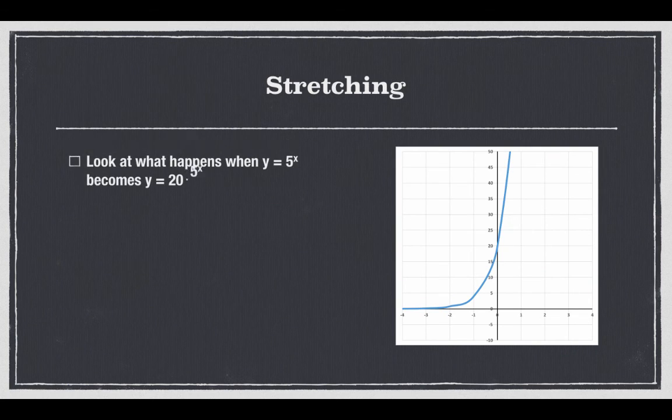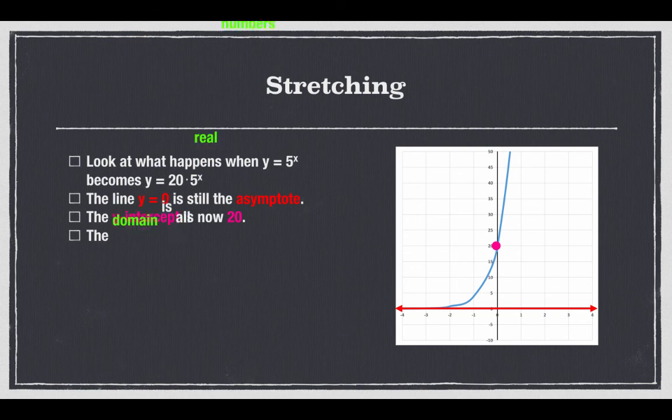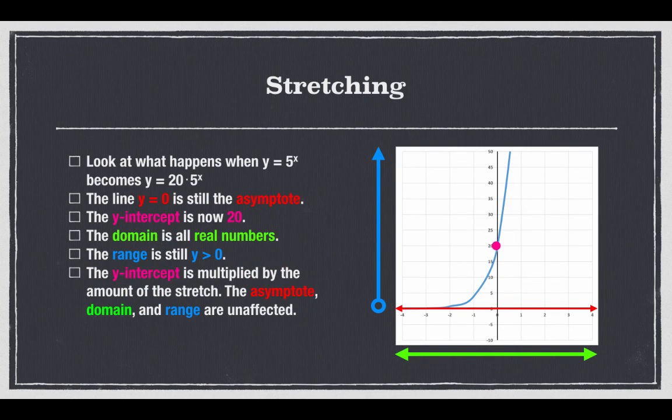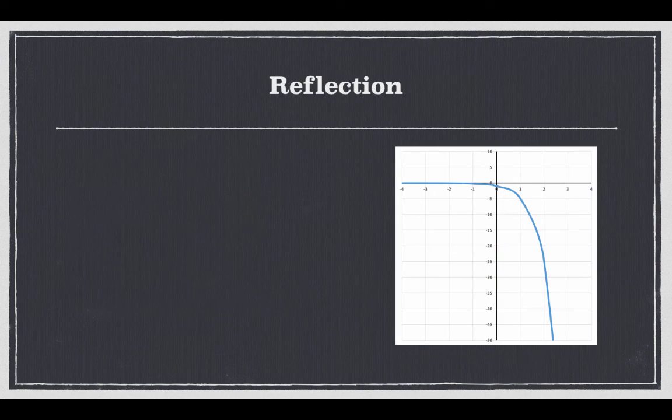Okay. Now let's talk about stretching it vertically. So now I'm taking y equals 5 to the x and I'm multiplying it by 20, and what that does is it stretches the whole graph. So the asymptote is still the same. It's still at y equals 0. The y-intercept, though, has gone from 1 to 20, so it is 20 times bigger than it was before. The domain is still all real numbers, and the range is still y is greater than 0, so the only thing that really changed was the y-intercept because of that stretch, and everything else stayed the same.